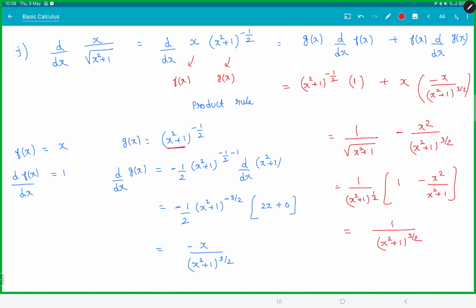Is this making sense, everyone? So you're using a combination of product rule and chain rule. That's what makes this tough. And if you can handle this, I think for 11th and 12th physics, this much is sufficient. Please have a look at this.